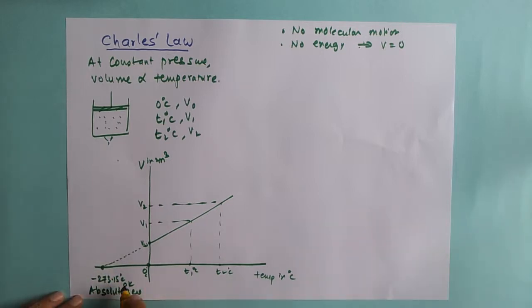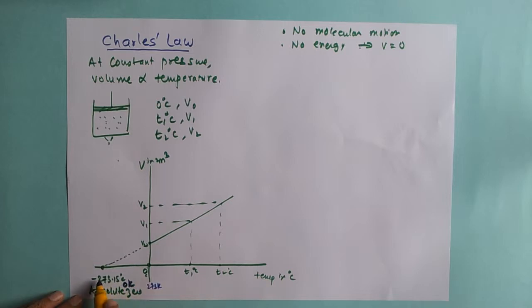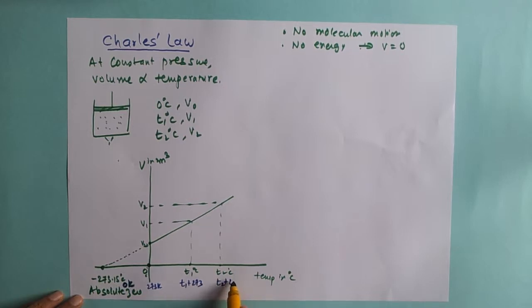This is 0 Kelvin, and this is minus 273.15 degrees Celsius, which on the Kelvin scale is 0 Kelvin. So this becomes 273 Kelvin. You add 273 over here. If I add 273 to minus 273, I get 0 Kelvin. Similarly, I would add 273, so this point is 273 Kelvin on the Kelvin scale. This would be T1 plus 273, this would be T2 plus 273.